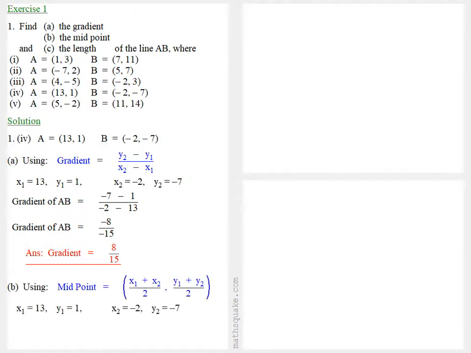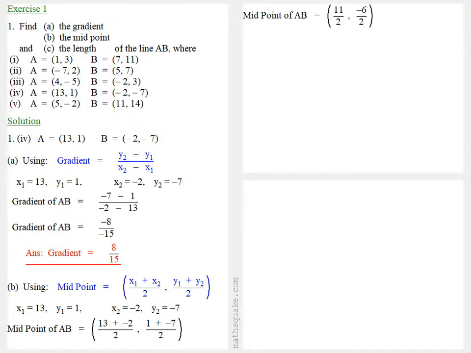If we use the midpoint formula, we get the midpoint is (13 + -2)/2, and (1 + -7)/2, which works out to be 11/2, -6/2, or the midpoint of AB is equal to (5.5, -3).